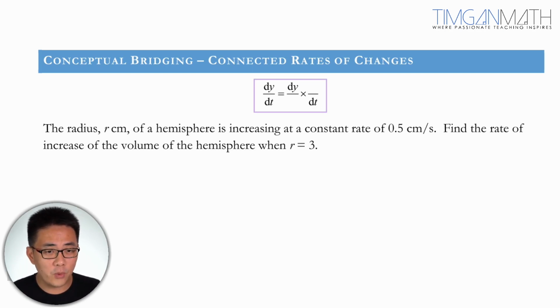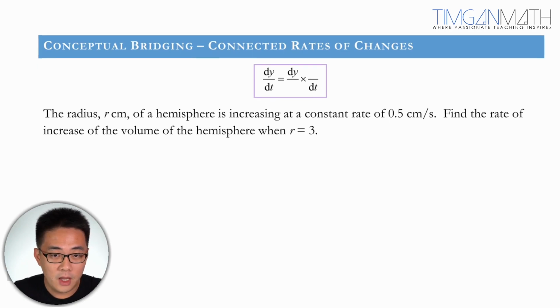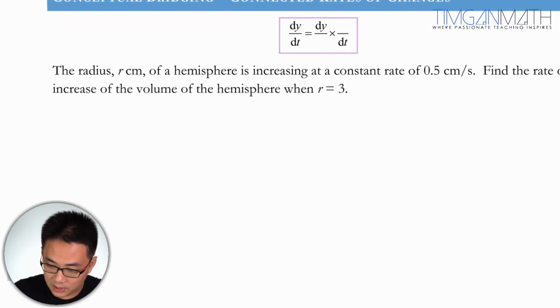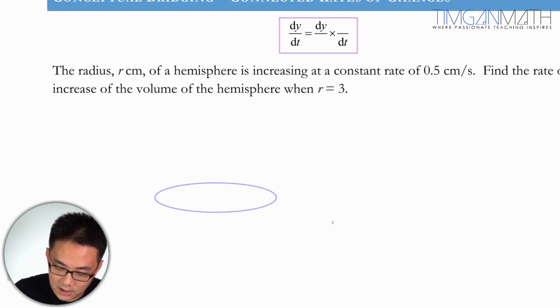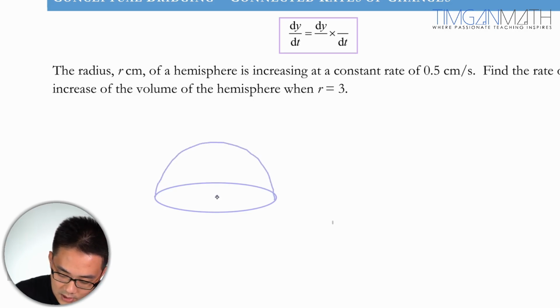So you're given that the radius r of a hemisphere is increasing at this rate. Let's see what a hemisphere is. A hemisphere is half a sphere, right? So this is half a sphere. Let me just draw half a sphere out. So I'm just going to draw this hemisphere like that. This hemisphere is given that this r here is increasing at this constant rate.